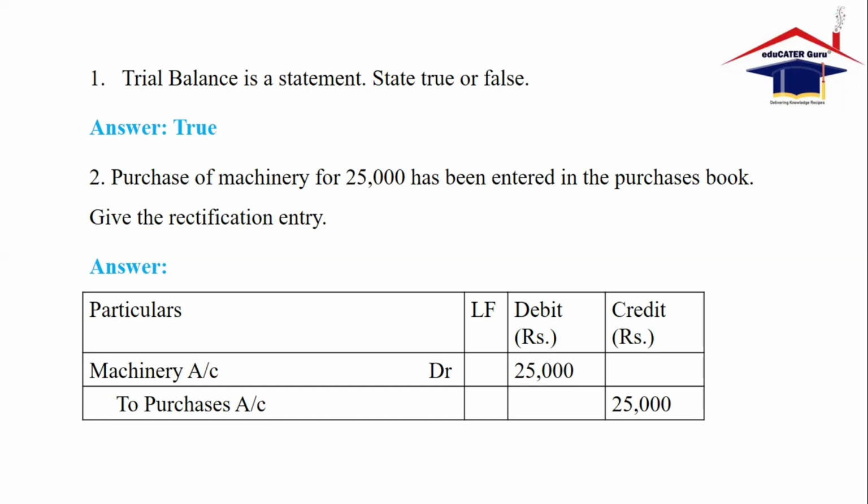What has to be debited correctly was machinery account. So we'll debit machinery and reverse the purchase to credit. The entry will be machinery account debit 25,000 to purchase account credit 25,000. This is the rectification entry.